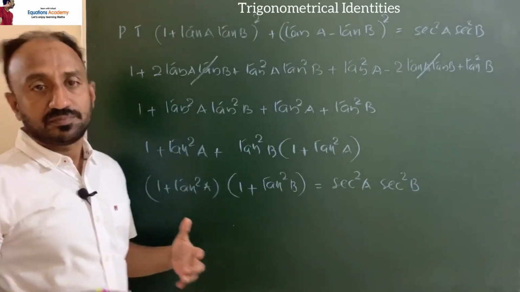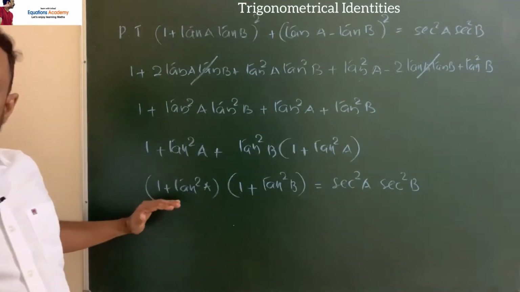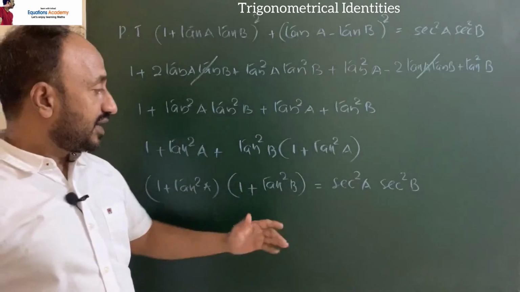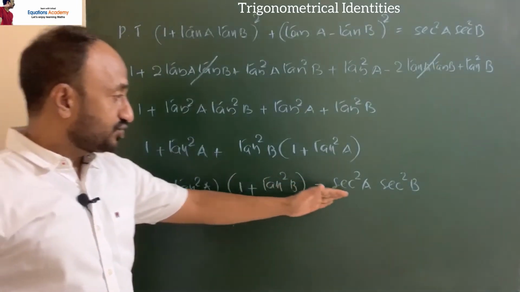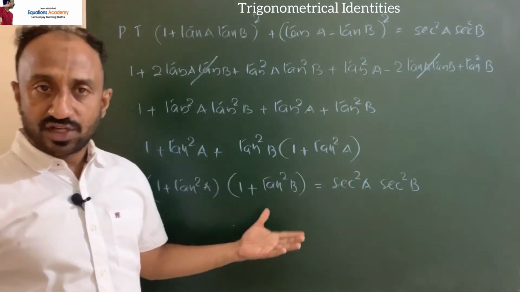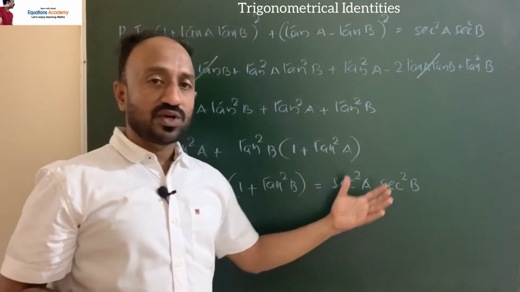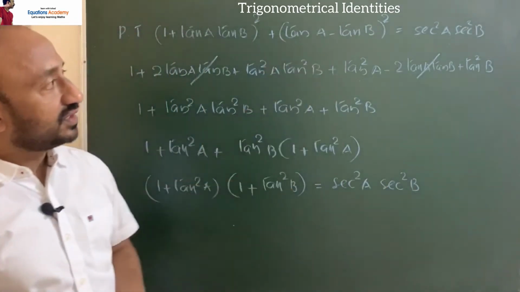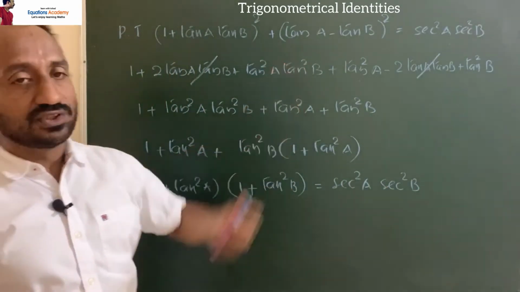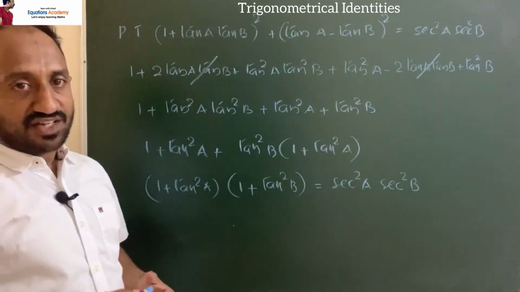We know that 1 plus tan square A is equal to sec square A, and 1 plus tan square B is sec square B. So sec square A, sec square B. That is what we need to prove. Let's do the next question.